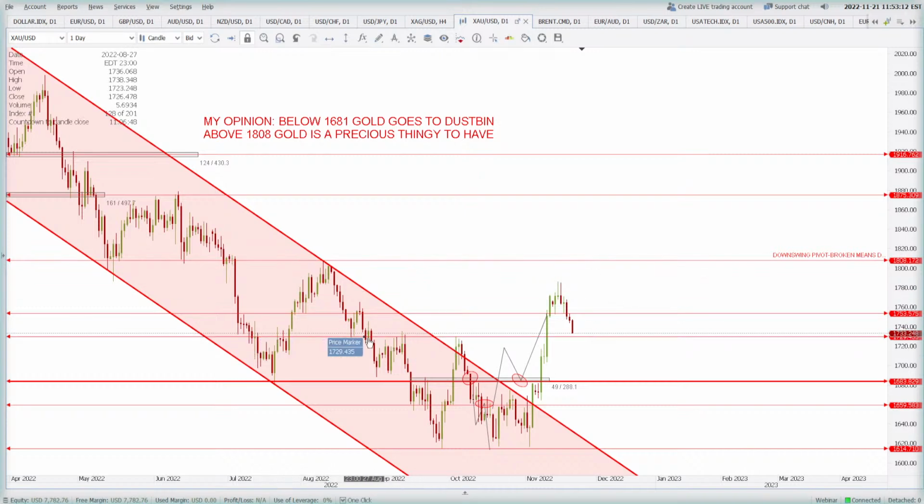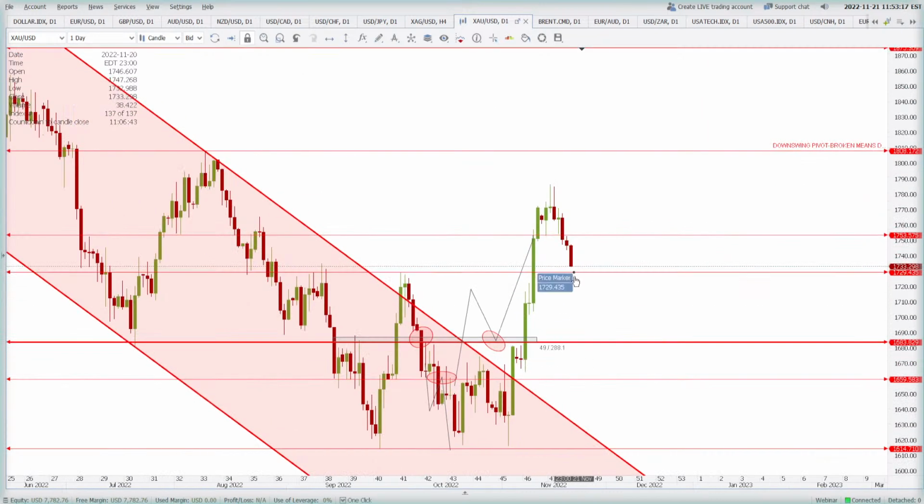But this broken resistance, which was of good importance, 1729, may be offering some support to the price when the price reaches here. Maybe, okay, just maybe. Otherwise, resistance is sitting at 1753, and after that 1808, support is at 1729 for the gold.